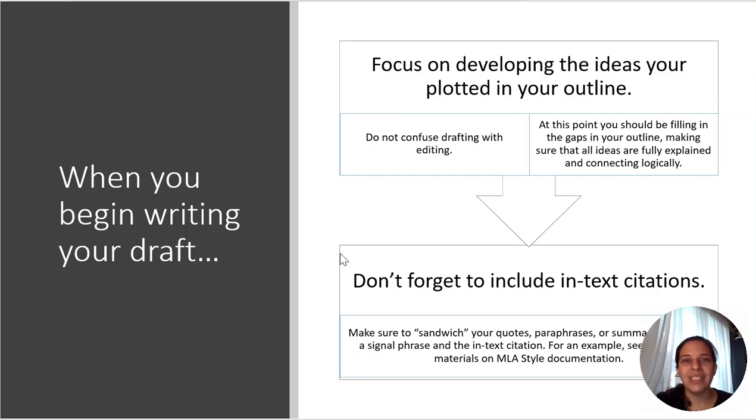Don't forget to include in-text citations. Make sure you sandwich your quotes, paraphrases or summaries, and signal phrases and the in-text citation. For an example, you can check out your materials on MLA-style documentation or any documentation that you would be using for your essay.